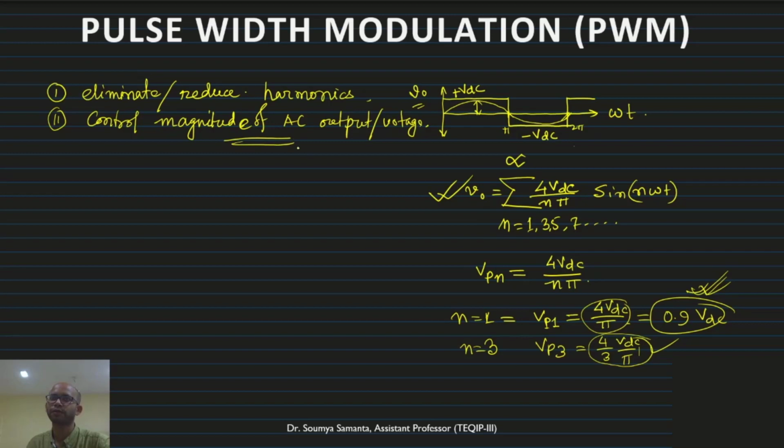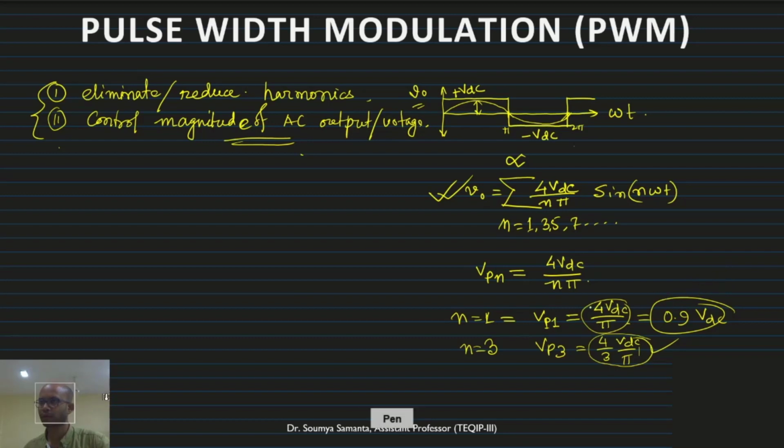AC output voltage. These are our two objectives which we want to fulfill from this. If we want to increase further, then it is a different issue. I think I have made a mistake here.